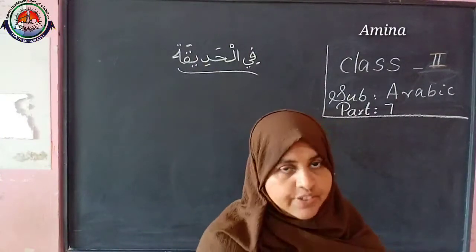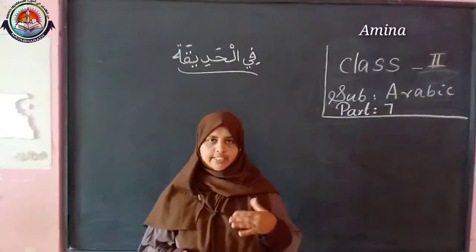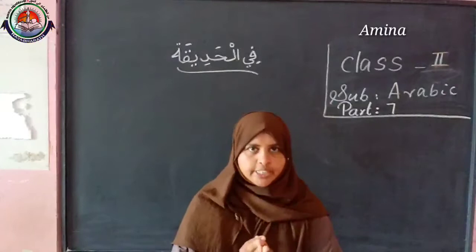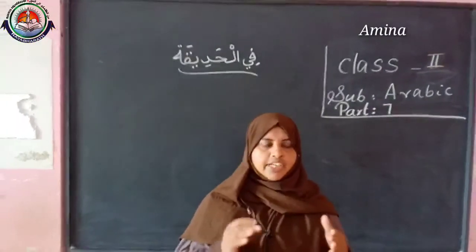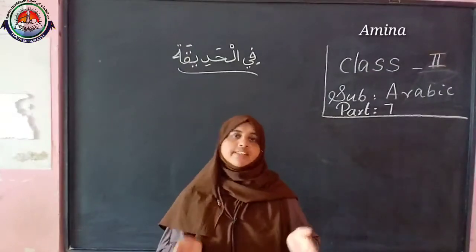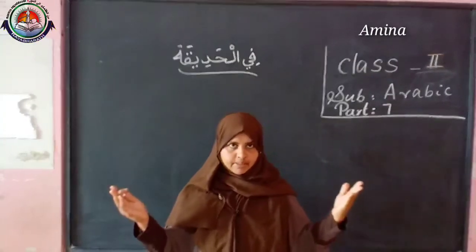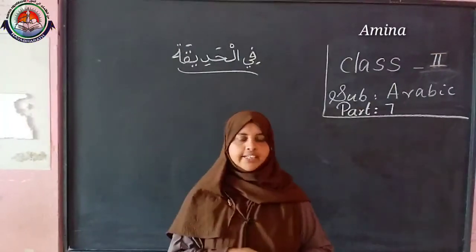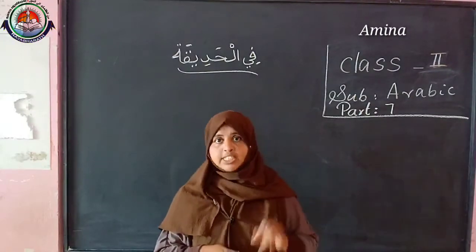Today, in the last class we explained about the sun letters and moon letters. Today we are going to explain about Tanween. In the Arabic language, we have to read with Tanween also. We learned the symbols in the starting itself.